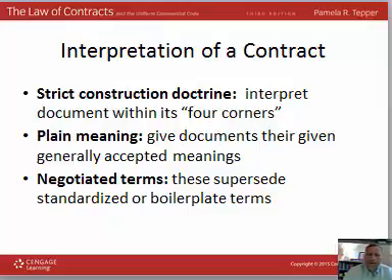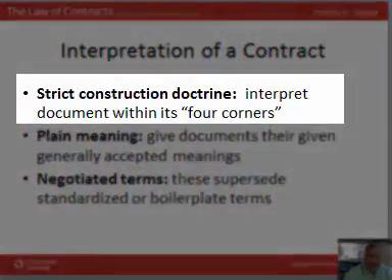So the courts need some tools to interpret the words on the page, if you will. We're going to talk about 6 different ways that the courts do that. First is what's called the strict construction doctrine. Strict construction is when the courts only look at what's in the document itself. They're not going to accept outside evidence to prove what's in there.